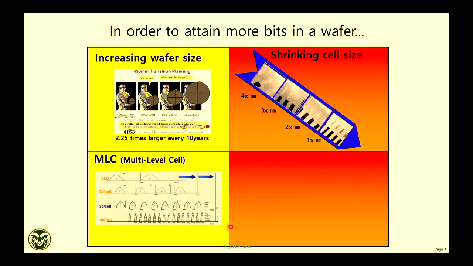depending on how many threshold voltage levels you can create. If you create 2 threshold voltages, high and low, you can store only 1 bit. But if you can create 4 different, distinguishable threshold voltages, then you can store 2 bits per cell, with every threshold voltage level representing 2 bits. Then if you can create 4, like here, 1, 2, 3, 4, you can store 2 bits per cell.